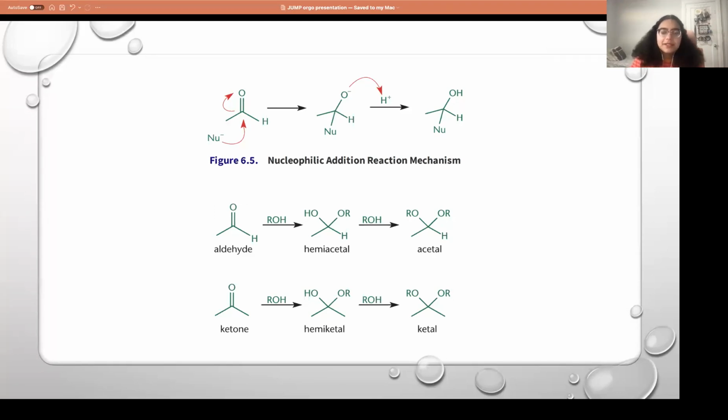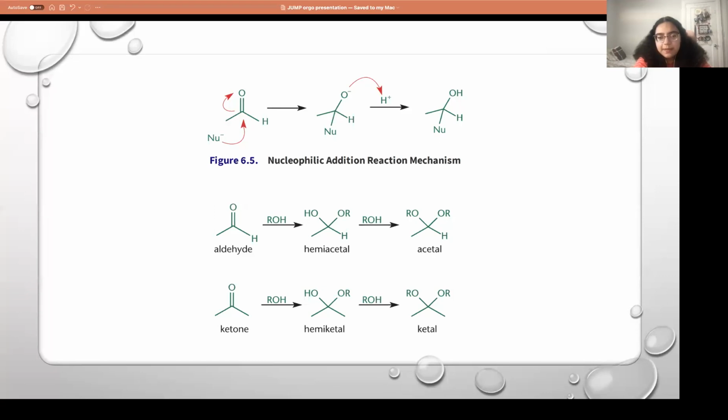Hemiacetals and hemiketals are important to note. That's basically when you react with one equivalent of alcohol. When you react one equivalent of alcohol with an aldehyde, you make a hemiacetal, and when you react one equivalent of an alcohol with a ketone, you make a hemiketal. So the name kind of suggests what it came from. And then once you add one more equivalent, you can actually make the acetal or ketal.